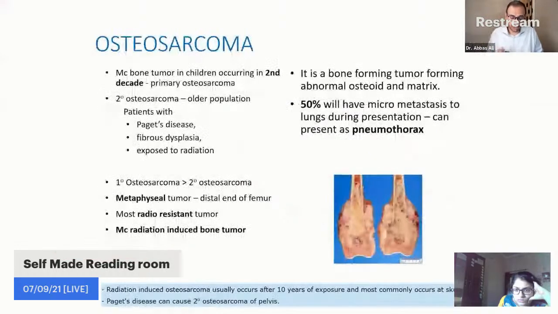Right? So next. Osteosarcoma, you know everything about this, but I'll ask you 3 MCQs here. First, what is the most common bone tumor in children? Answer in the comments. What's the most common bone tumor in children? Yes, osteosarcoma. Excellent. The most common bone tumor in children is osteosarcoma.